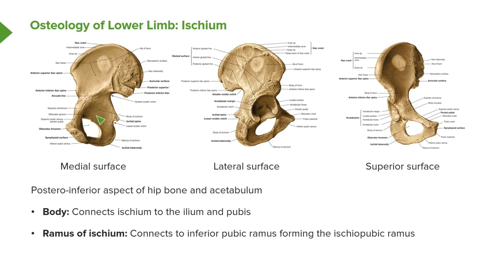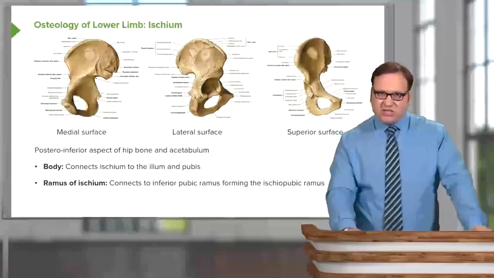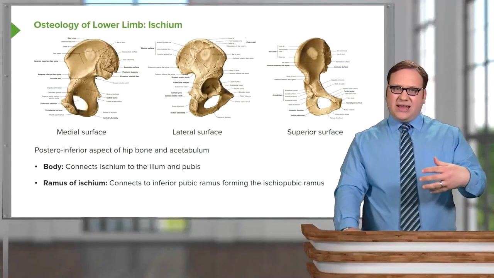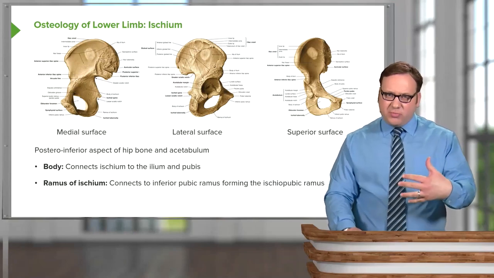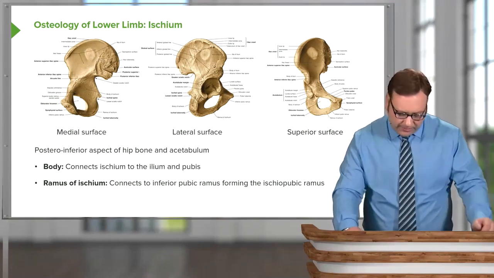So here the organs of the pelvis have been removed, and we can see a nice clear body of the ischium. Remember, this connects the ilium and the pubis at the acetabulum. We can see it on the acetabular surface here. We can also recognize the ramus of the ischium, and the ramus of the ischium is important. It connects the inferior pubic ramus of the pubic bone.